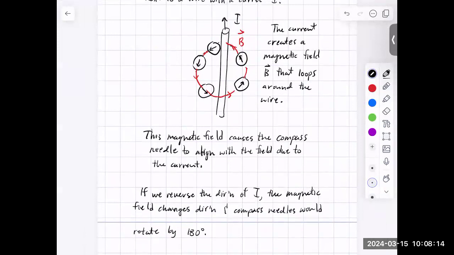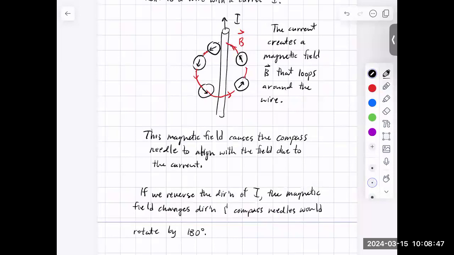So what we need is a little rule that would tell us, for a given direction of current, what is the resulting magnetic field direction? And so there's a right-hand rule for doing this, and it's very easy to use. All you have to do is place your thumb in the direction of the current. In this case, our current is going up. So thumb points up, and then your fingers curl around naturally in a certain orientation. It's important that you do this with your right hand, because if you do it with your left hand, you'll get the opposite direction.